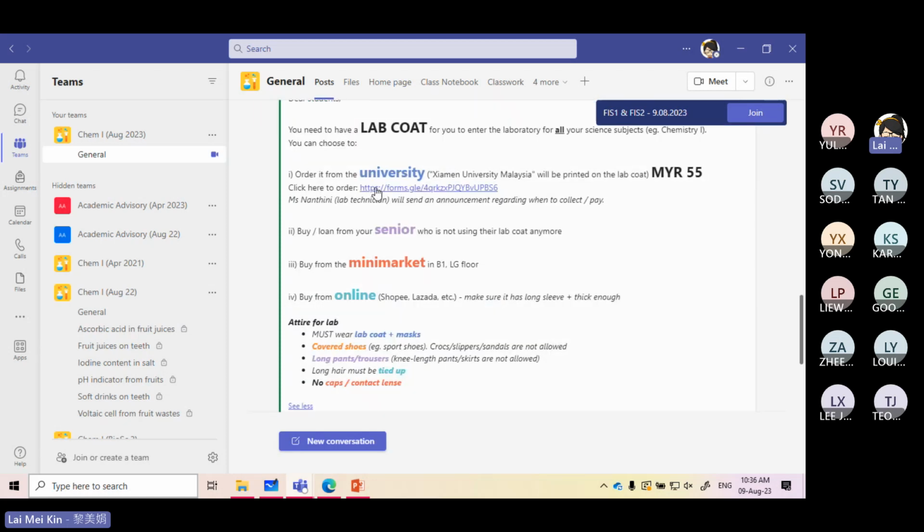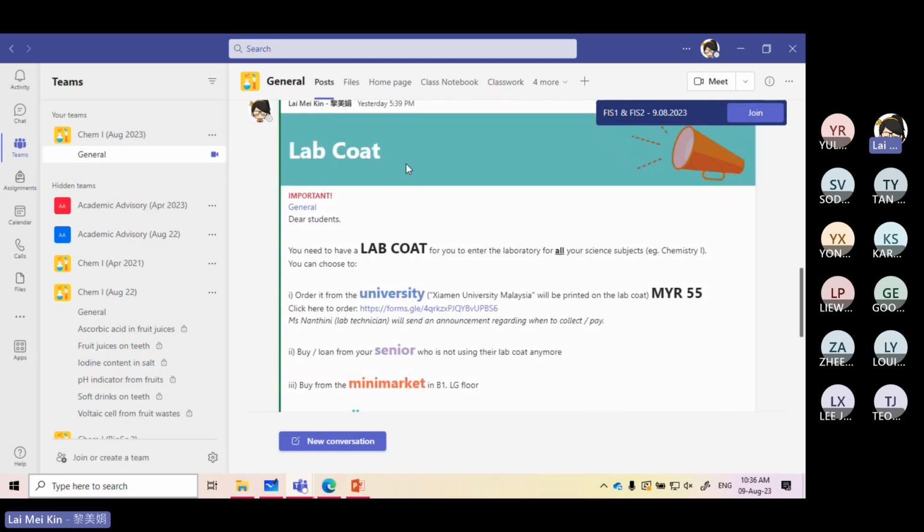So how can you get the lab coats? I have all the instructions here. If you have any question, you can PM me, you can chat with me. But please, as I mentioned, a lot of announcements are in Microsoft Teams, so please check Microsoft Teams.